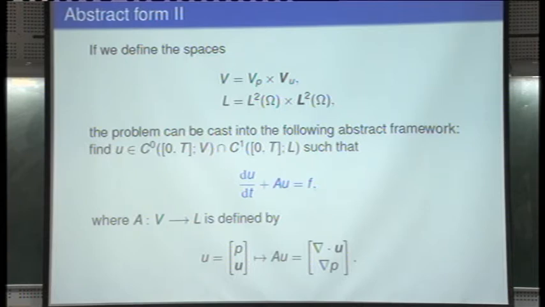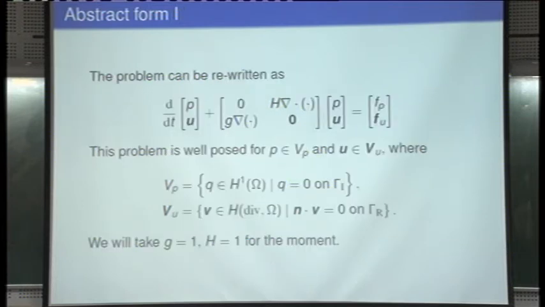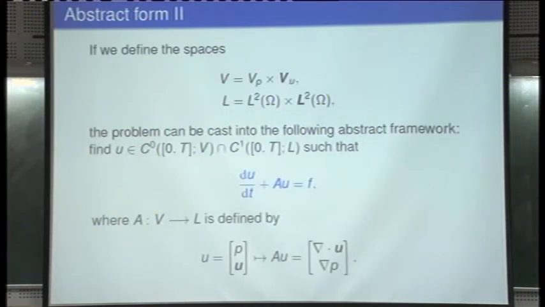And once I take it, the function belongs to V in space, but once I apply the operator A, which is divergence and gradient, I will get a solution that is only L2. So that's an equation that holds in L in space and continuous in time. You more or less follow what I have said?